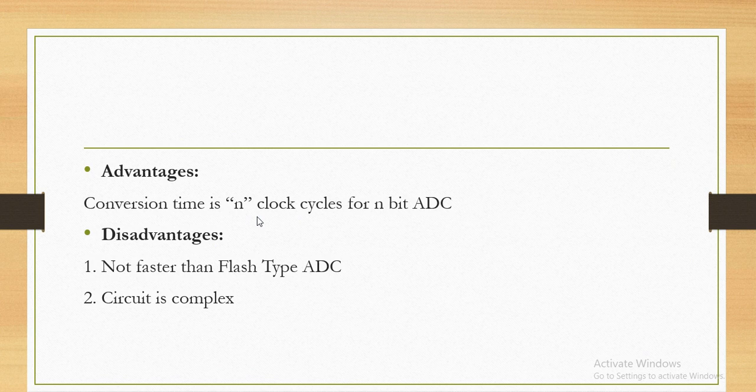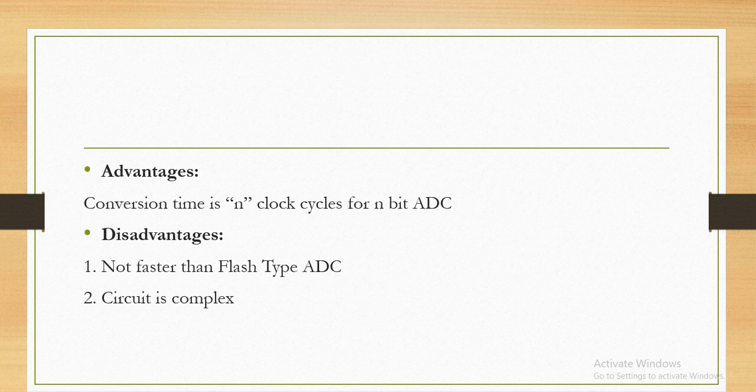So what are the disadvantages? It is not faster than flash type of ADC. Yes, it is faster, no doubt, but it is not fastest, because earlier we have discussed that flash type of ADC is the fastest type of ADC. And secondly, the circuit is complex.